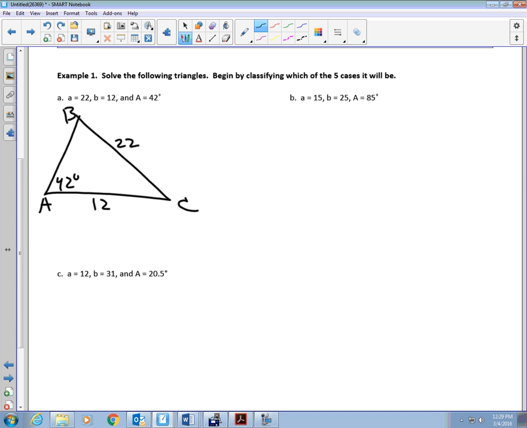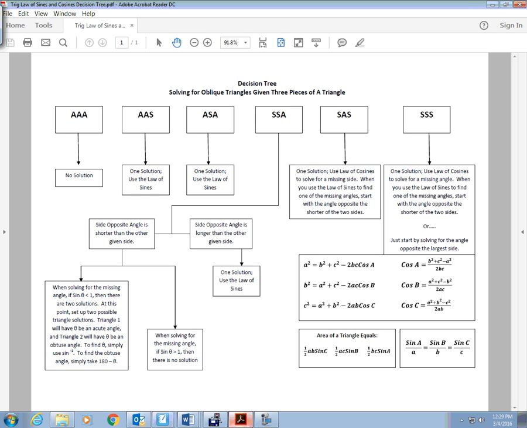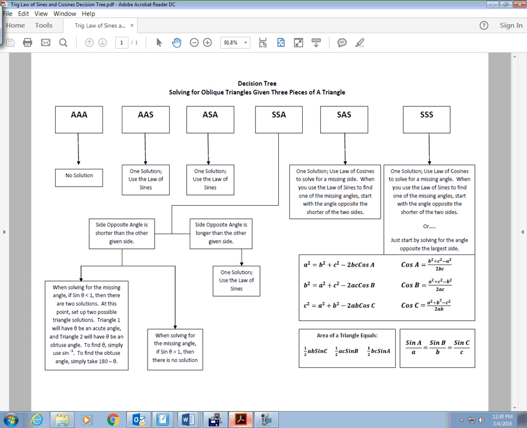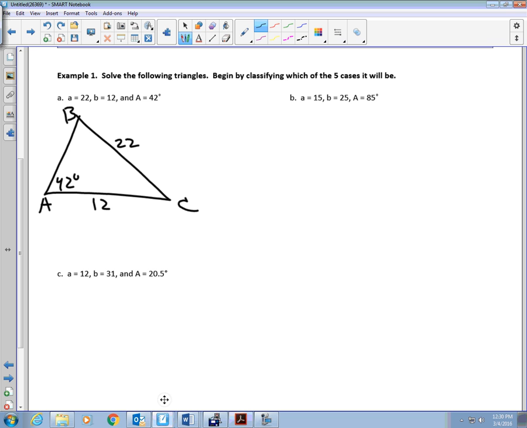So, here's how this works out in the decision tree. Which of the 6 scenarios do we have? Side-side angle. So I go down the side-side angle, and I answer this question. Is the side opposite the angle longer than the other given side, or is the side opposite the angle shorter than the other given side? Which one is it? Side opposite the angle is longer than the other given side. See that? So therefore, I follow the decision tree. It says there's just one solution. Use the law of sines. So there's 3 different scenarios you can get here. This one says one solution, so I use it.